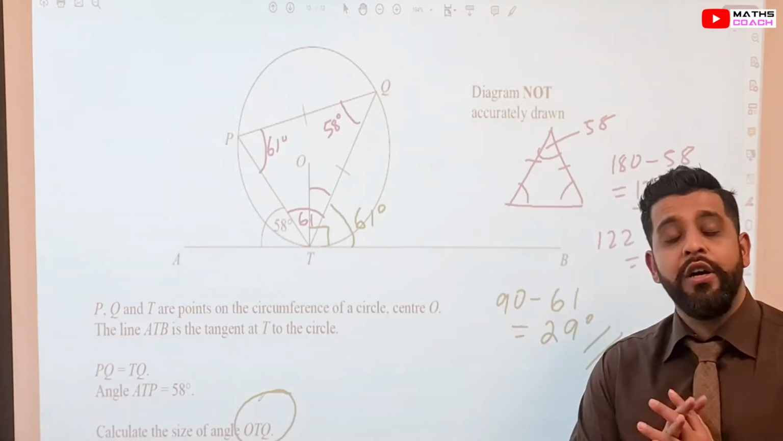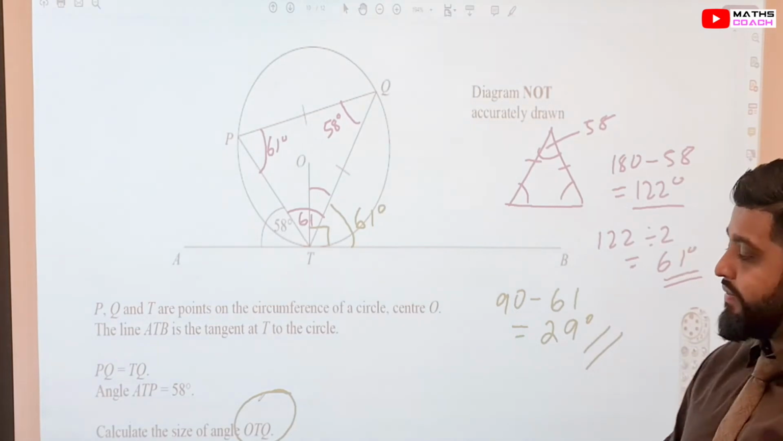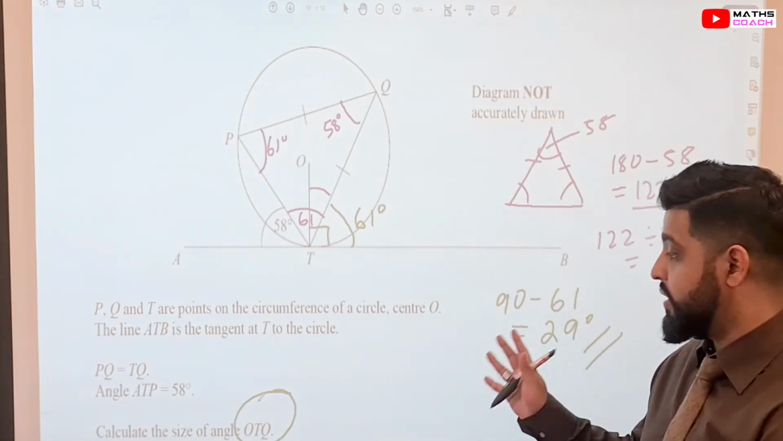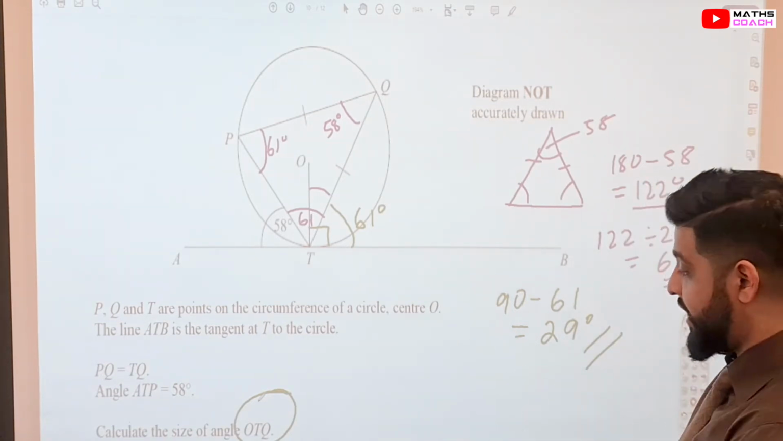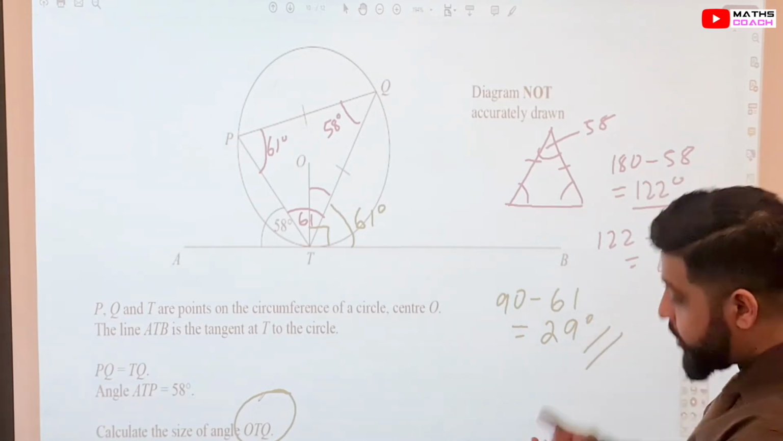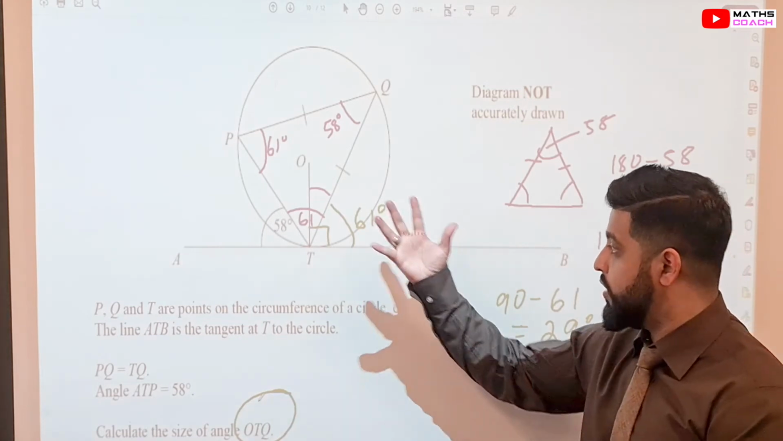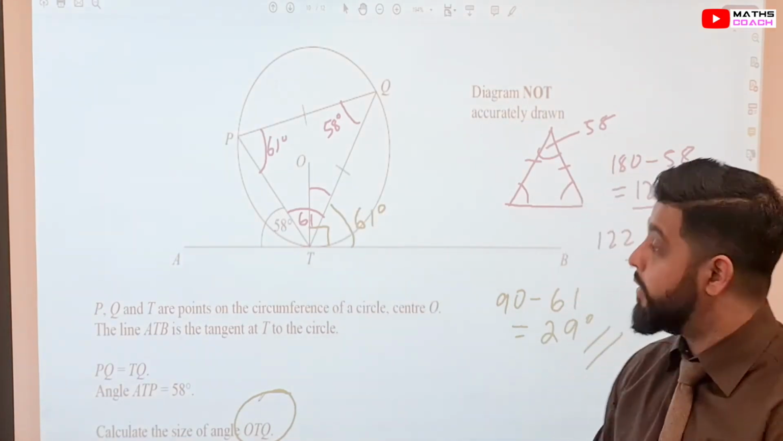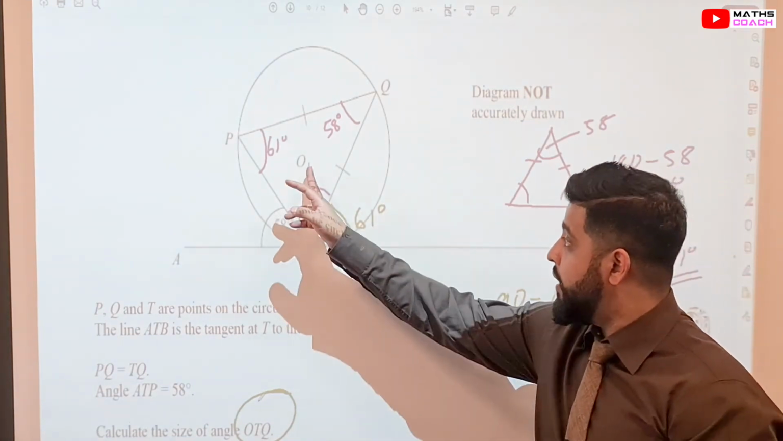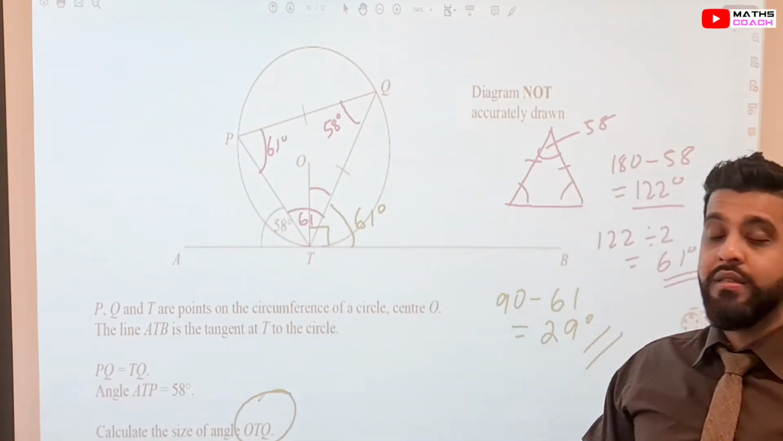Once again, I cannot emphasize to you how many times I have seen students losing marks because they do not give reasons for each stage of their working. So make sure you mention that you've got an isosceles triangle. Make sure you mention that there's an alternate segment theorem. Make sure that you mention that the angle between a radius and a tangent is 90 degrees.